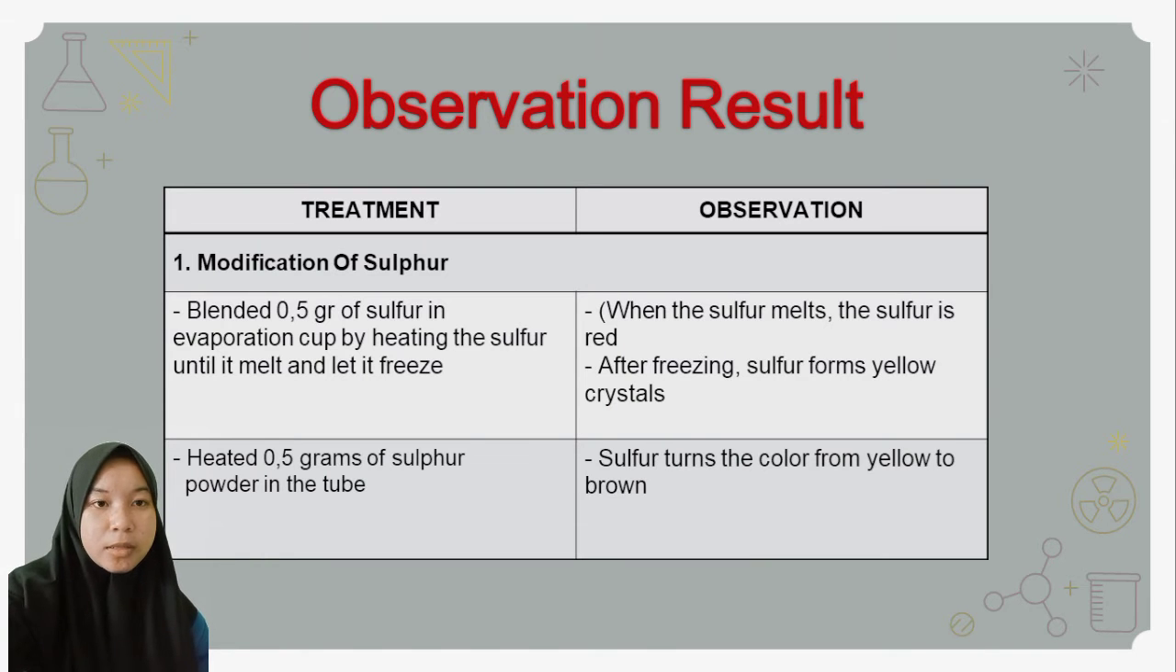Next, result and discussion. One, result. Treatment for one, modification of sulfur: blend 0.5 gram of sulfur in an evaporating cup by heating the sulfur until it melts and let it freeze. Observation: when the sulfur melts, the sulfur is red, and after freezing, sulfur forms yellow crystals. And two, heat 0.5 gram of sulfur powder in the tube. Observation: sulfur turns from yellow to brown.